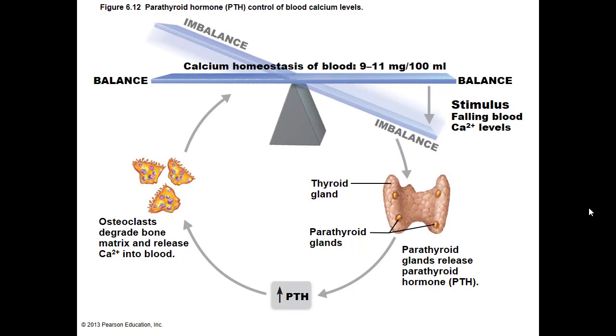The opposite: if your stimulus was rising blood calcium levels, because you just had a bunch of calcium in your diet, the calcitonin hormone will tell our body to take that calcium in your blood and store it in the bone. So we always have lots of stored calcium in our bones, but you need a constant supply of calcium in your diet. Otherwise, your bones will start to break down.